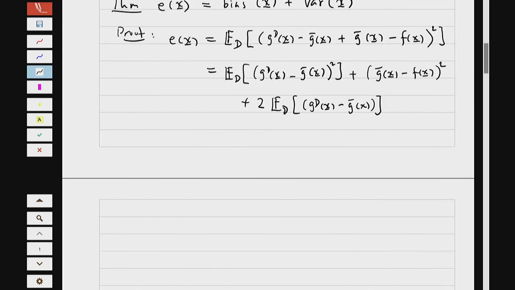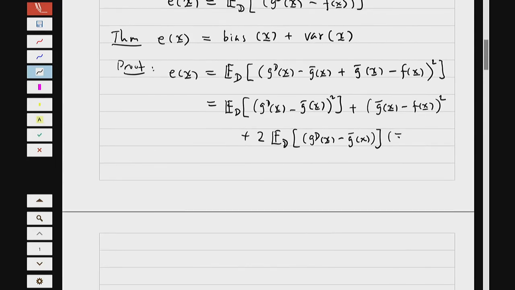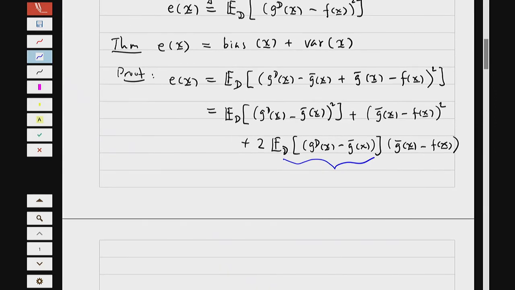Just jumping a small step. It's a constant, take it outside of the expectation. Why do you want to take it outside? What is this expectation equal to? What is the definition of g bar? It's just the expected value of g_D, right? So when you take this expectation, you get a big fat 0. So it's simply 0.